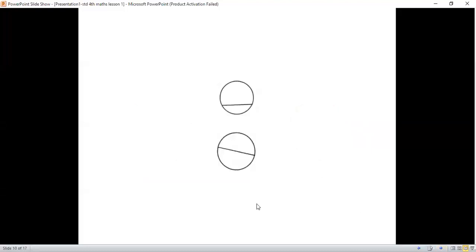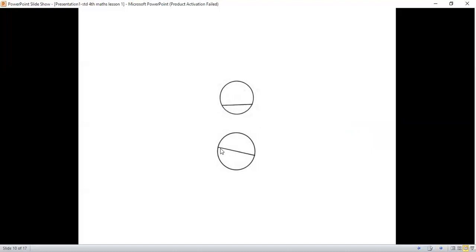Now next is a chord. The line which divides the circle into two parts is called a chord. So you can see here the line which divides the circle into two parts is a chord.